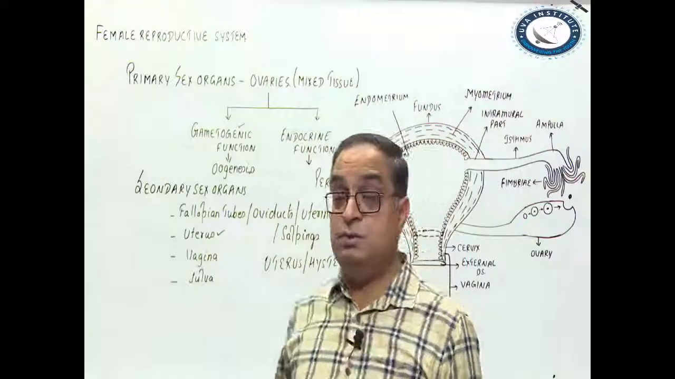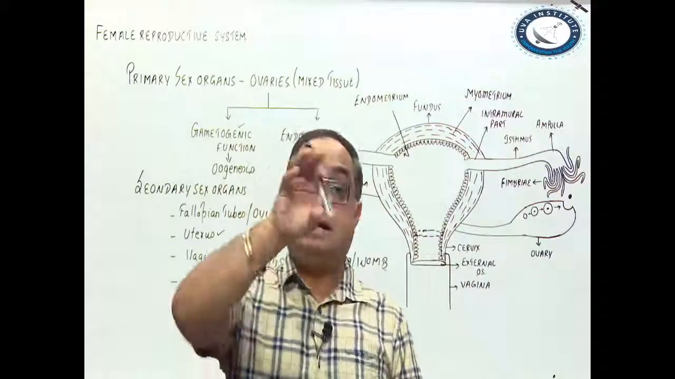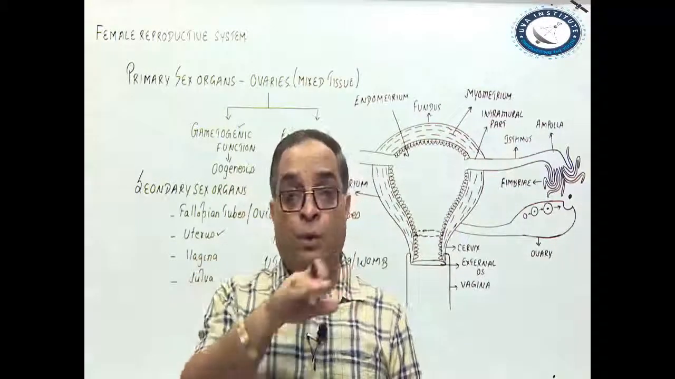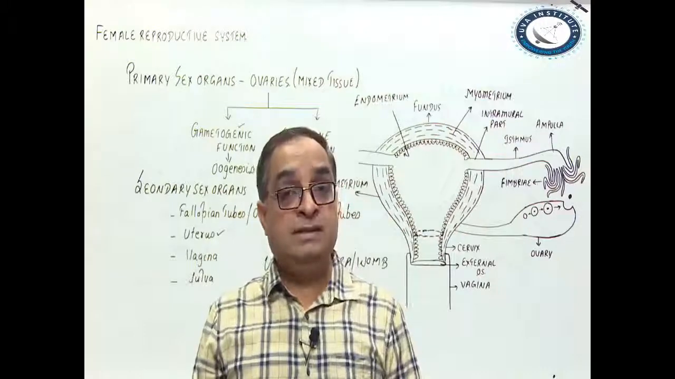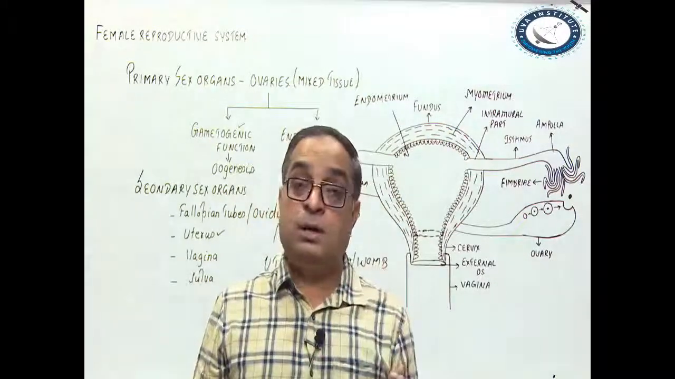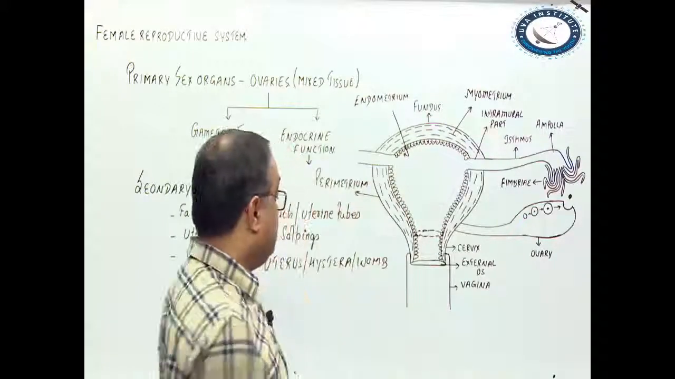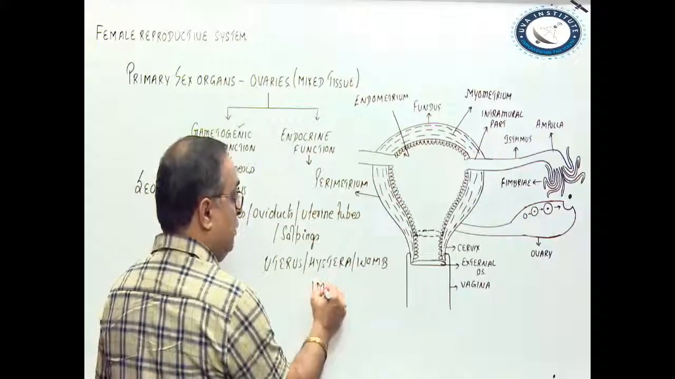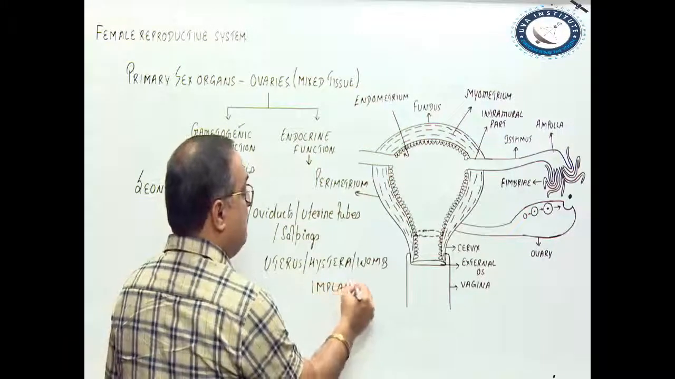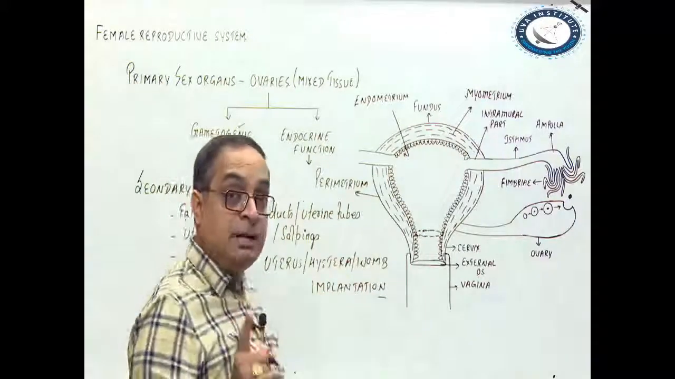What are the functions of the uterus? The uterus is the site of implantation. When the morula enters the uterus, it will float in the uterine environment for 3 days. It will absorb the nutritive substances and change into blastula. Blastula will attach with the wall of the uterus, and that process of attachment with the wall of the uterus is called implantation. So, the uterus is the site of implantation.